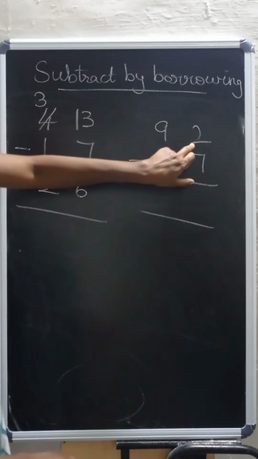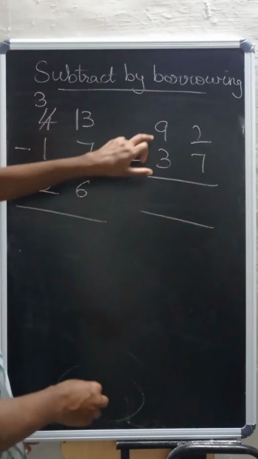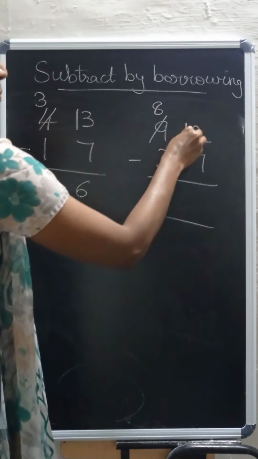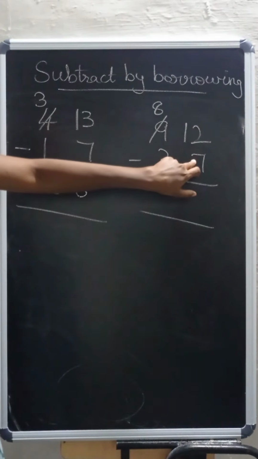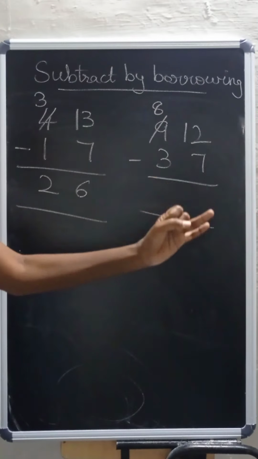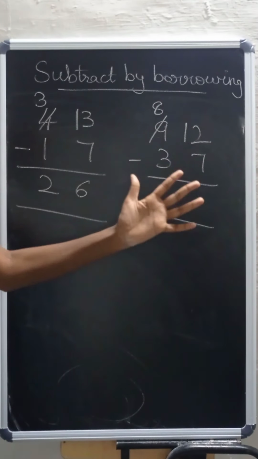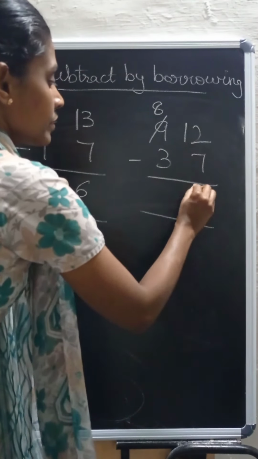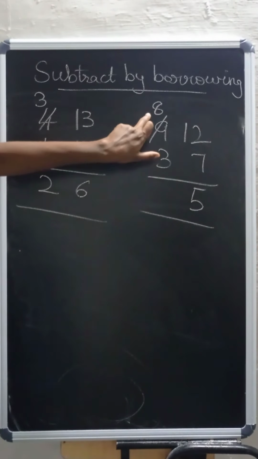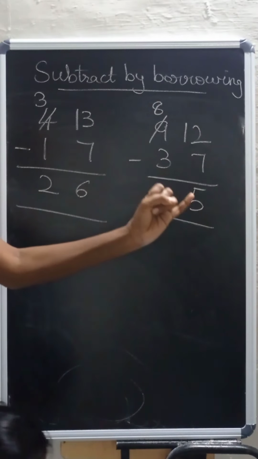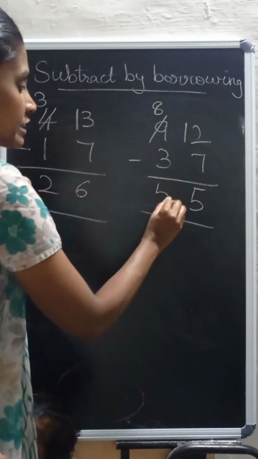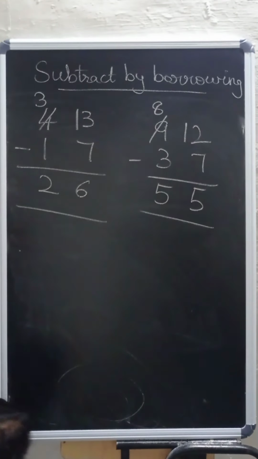Next sum. I cannot subtract 7 from 2. So I will borrow from 9. Now 9 becomes 8 and 2 becomes 12. Now after 7 count till 12. After 7, 8, 9, 10, 11, 12. So 5 fingers. So put 5 here. Now 8 minus 3. Now count after 3 till 8. After 3, 4, 5, 6, 7, 8. 5 fingers. So 55 is your answer.